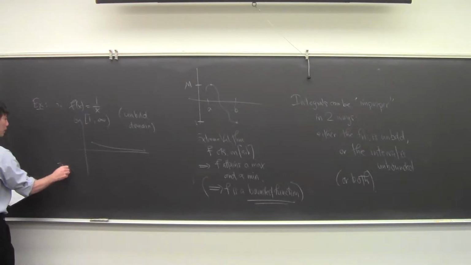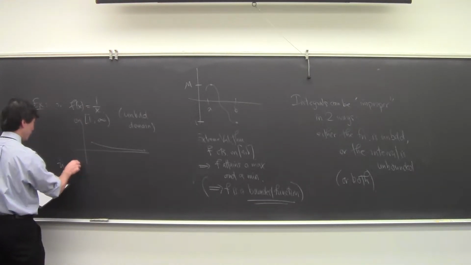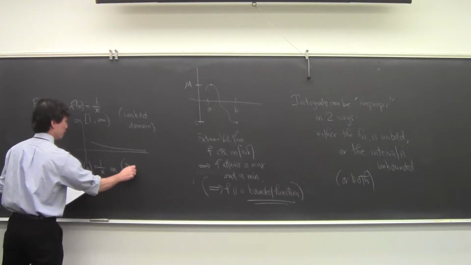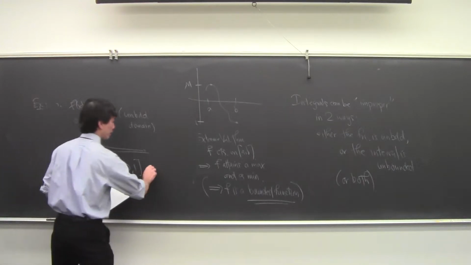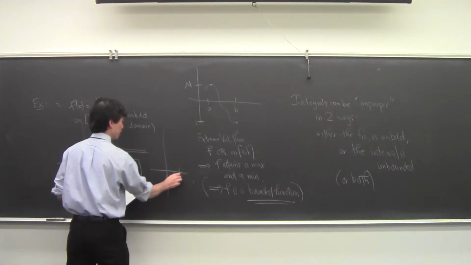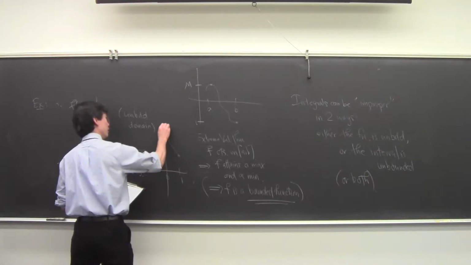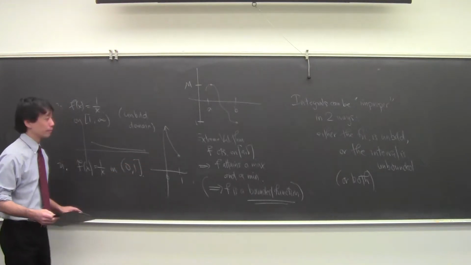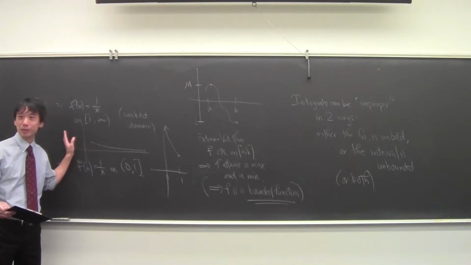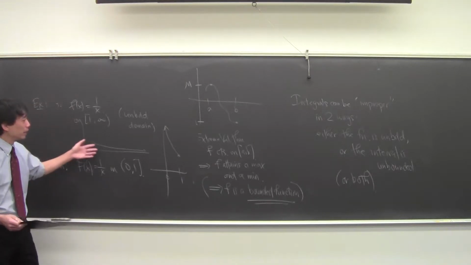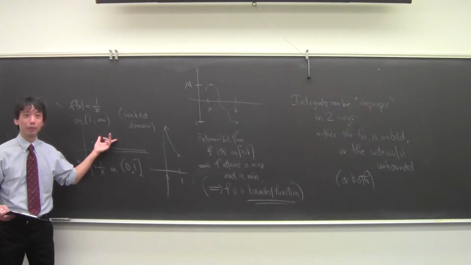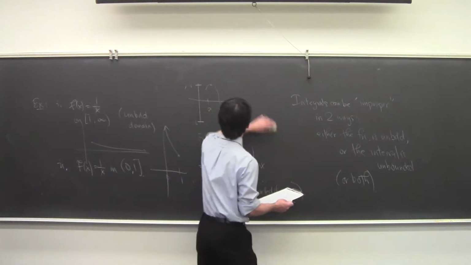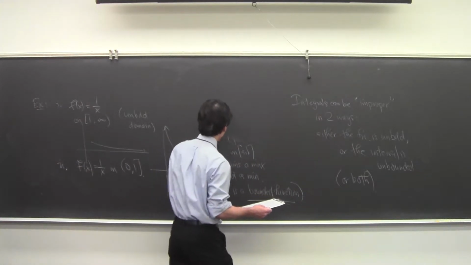Or the example that we had before, f of x equals 1 over x on, say, (0, 1]. The domain is bounded, but the function is unbounded. Everybody understanding this? So these are things that we haven't tried to integrate before, and so that's what we're going to do today.